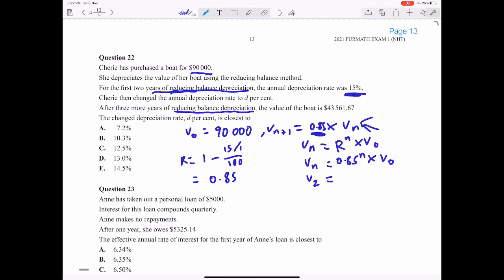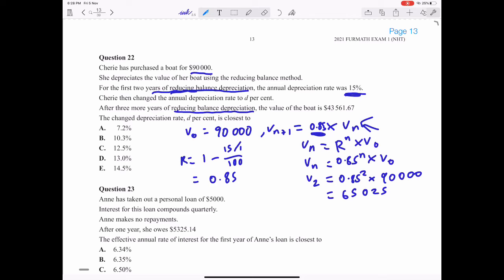So therefore sub n is 2, and if you do that on your calculator, 0.85 to the power of 2 times V0, sorry, I should sub the value of V0 is 90,000, because that is the initial value of her boat. So do that on your calculator, and you get $65,025.